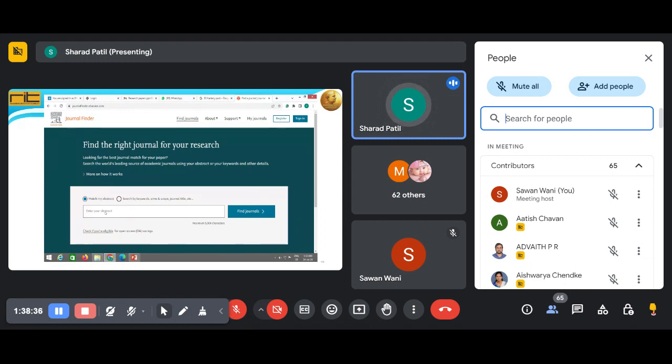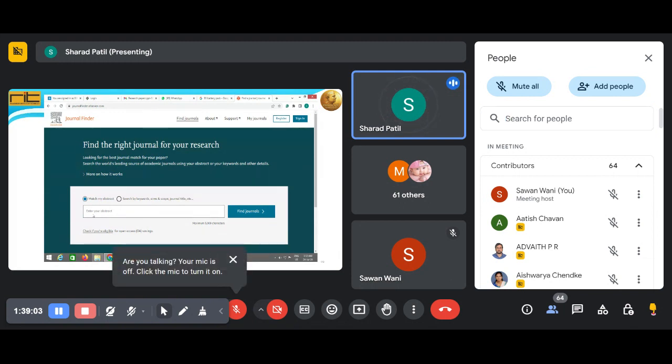It also shows the statistics of the journal: how much time is required for the first decision, second decision, and publication, and the acceptance rate and rejection rate. All these data you are able to get with these journal finders. So you put your abstract over here, and one can get the different titles of journals where you can upload the material.